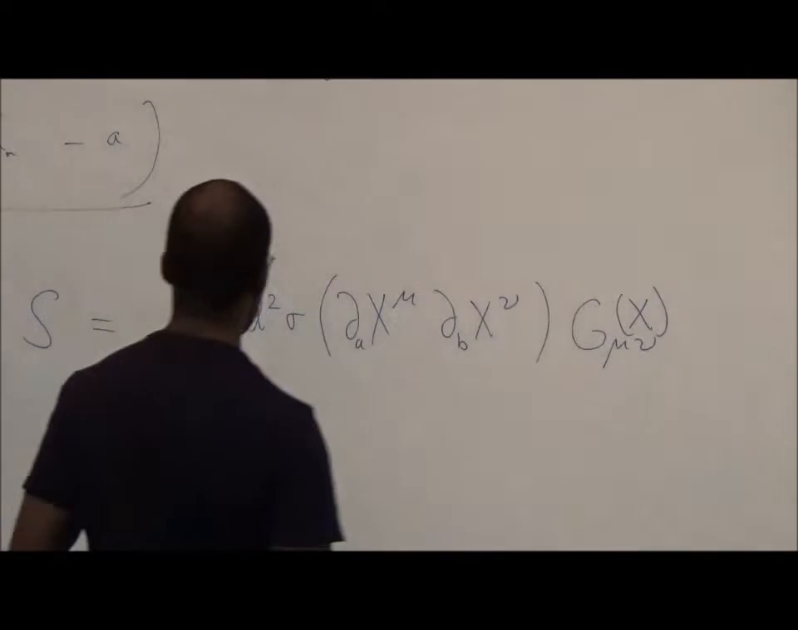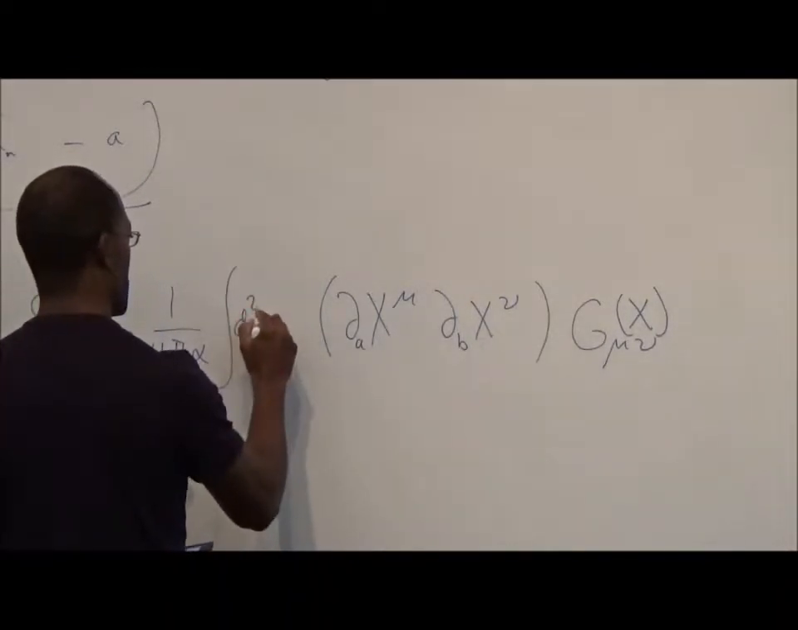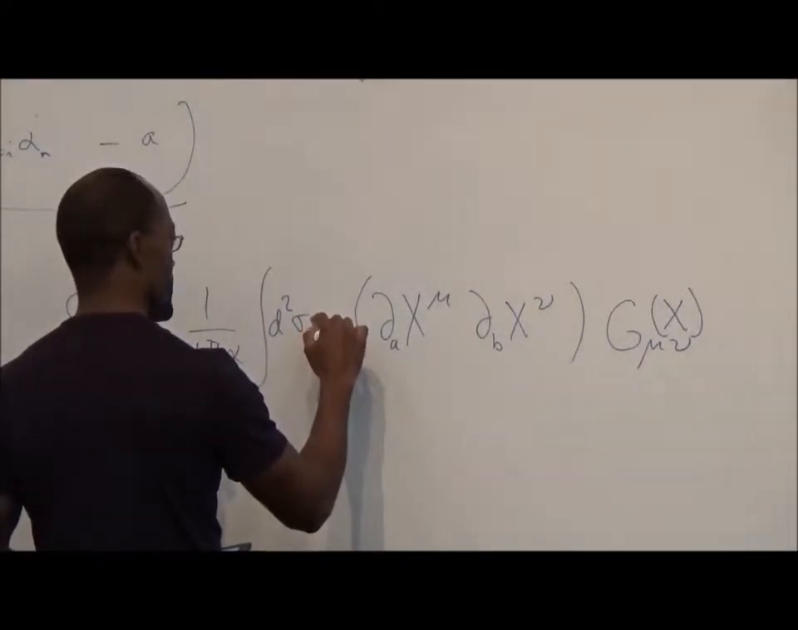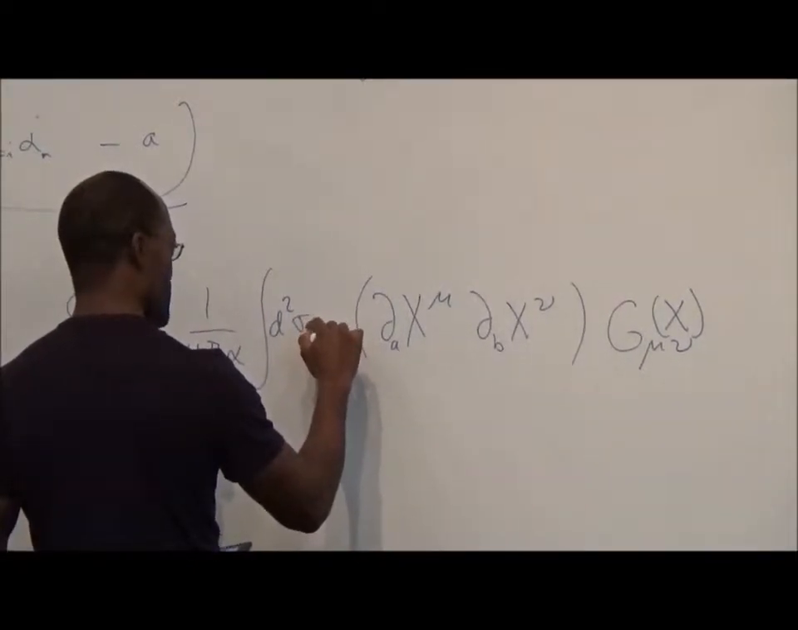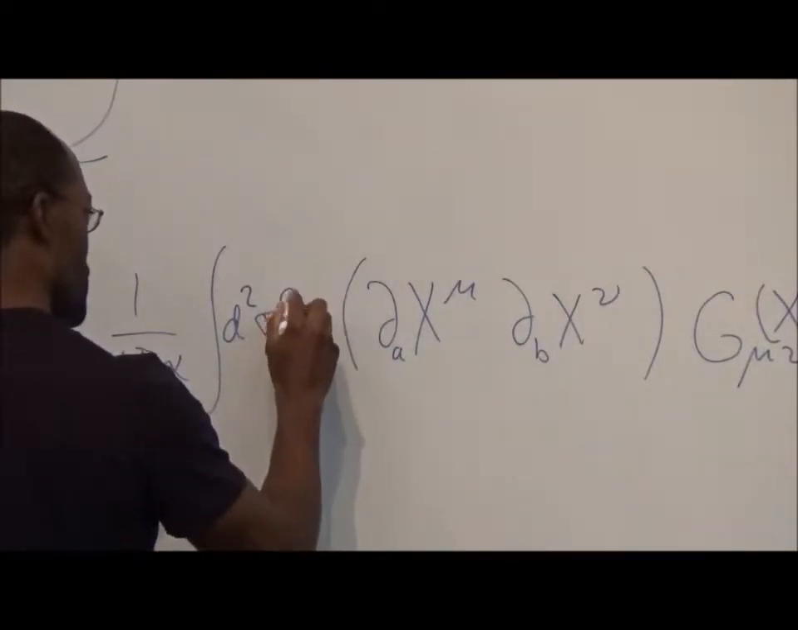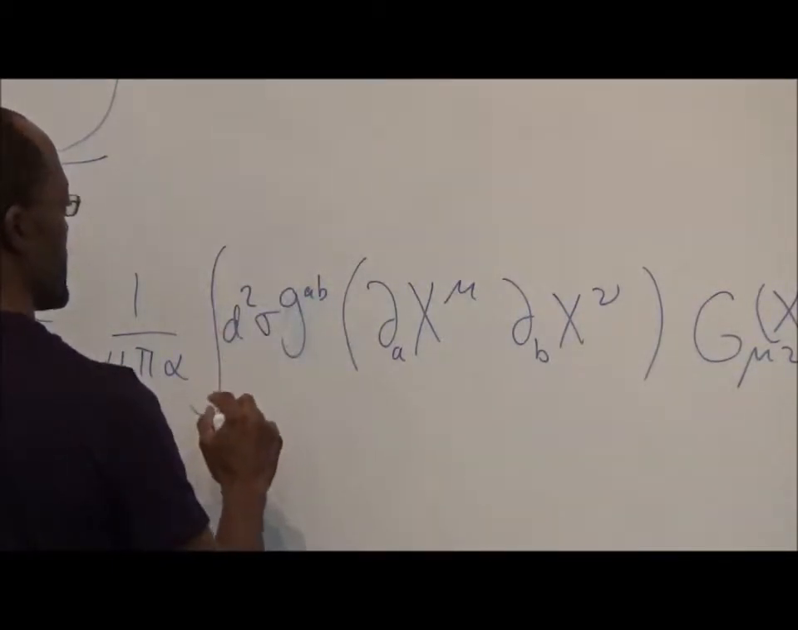I guess I should be more careful here. There's also the two-dimensional G_AB. I should write down, and that's a moment.